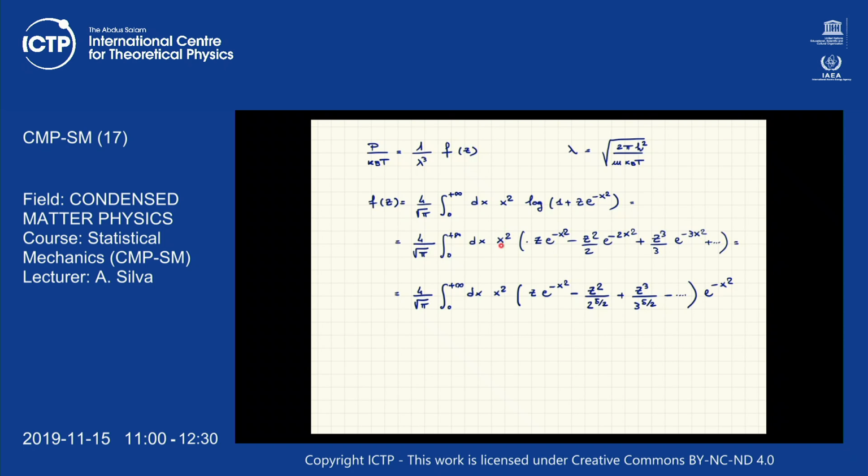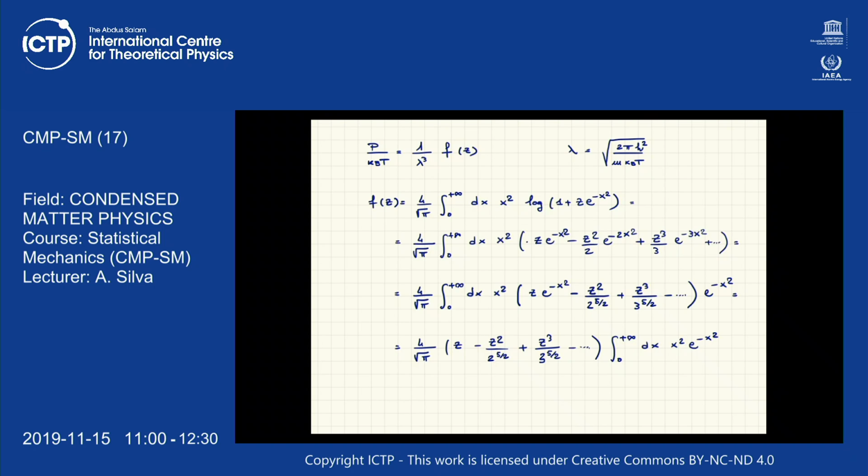Okay? And the factor of 5 halves comes from the fact that you will have to put in here a square root of 2, so 1/2, and then you will have here a factor of 5, so you have 5 halves sitting downstairs. So if you do the calculation carefully, you will see that it comes out. All right, so now we're practically done, because this is equal to what? Is equal to 4 over square root of pi. Then I have z minus z squared over 2 to the power 5 halves plus z cubed over 3 to the power 5 halves minus etc. etc. integral 0 plus infinity dx x squared e to the minus x squared.